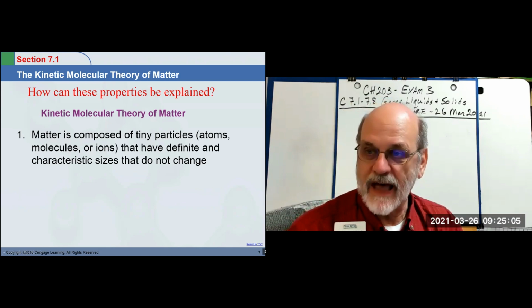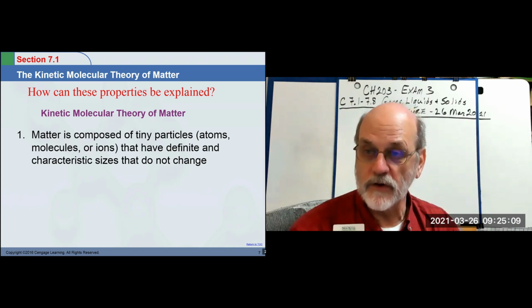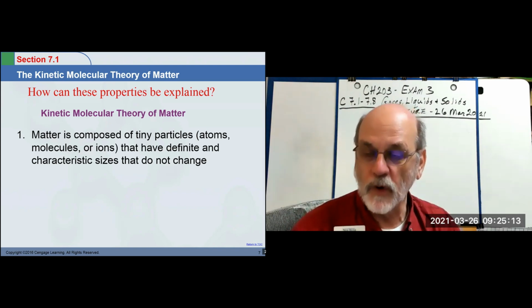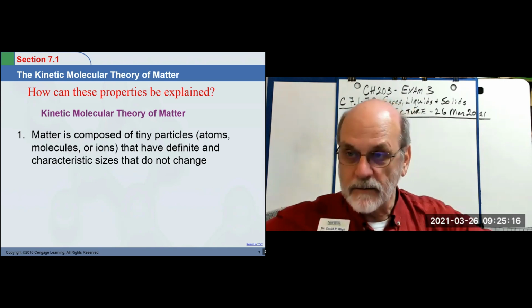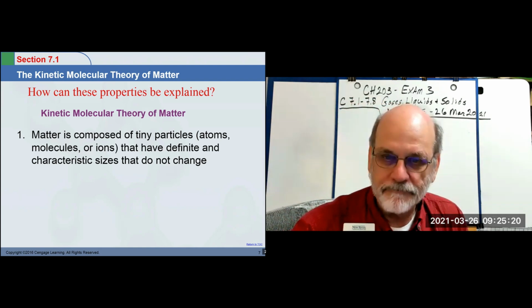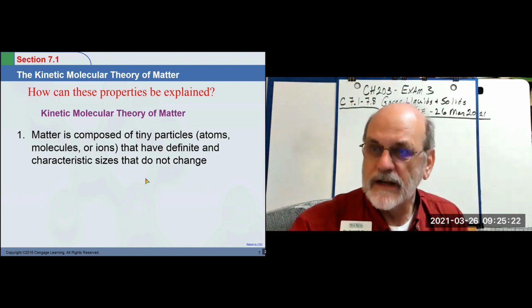22.4 liters of a gas will be 1 mole, 6.022 times 10 to the 23rd molecules in 22.4 liters. So that's a large volume, but it also has lots of molecules in it. So you need a lot of them.